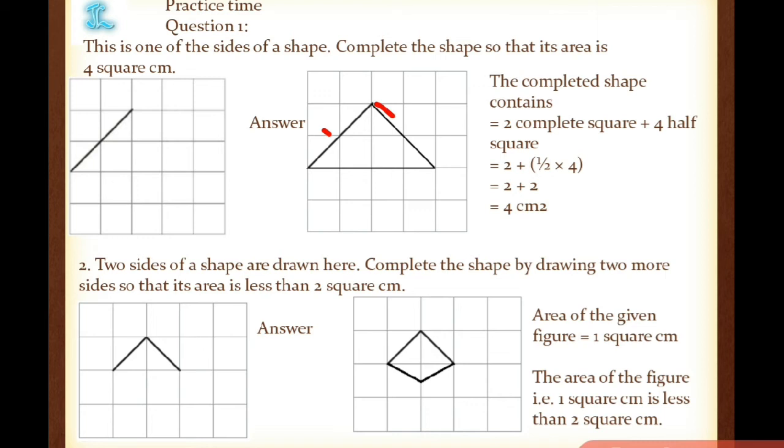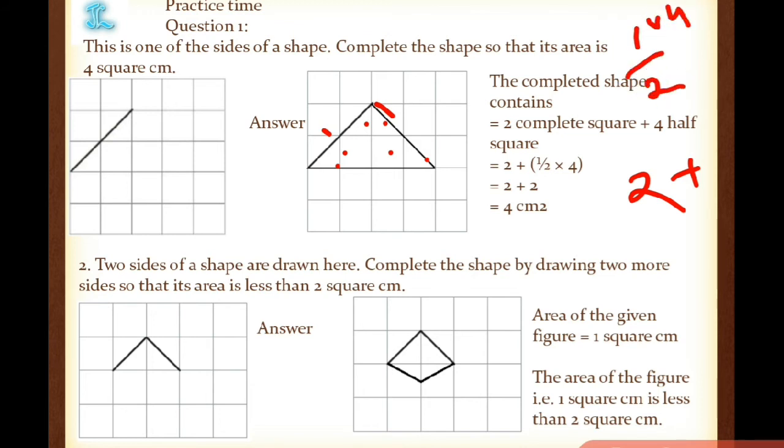Now let's see whether the area is 4, and whichever shape you draw, you have to check that you are getting an area of 4 only. Now, complete squares. How many complete squares are there? 2 complete squares are there. So that is 2 plus, now what is left out? This is half, this is half, this is half, this is half. How many half squares are there? 4 half squares are there.